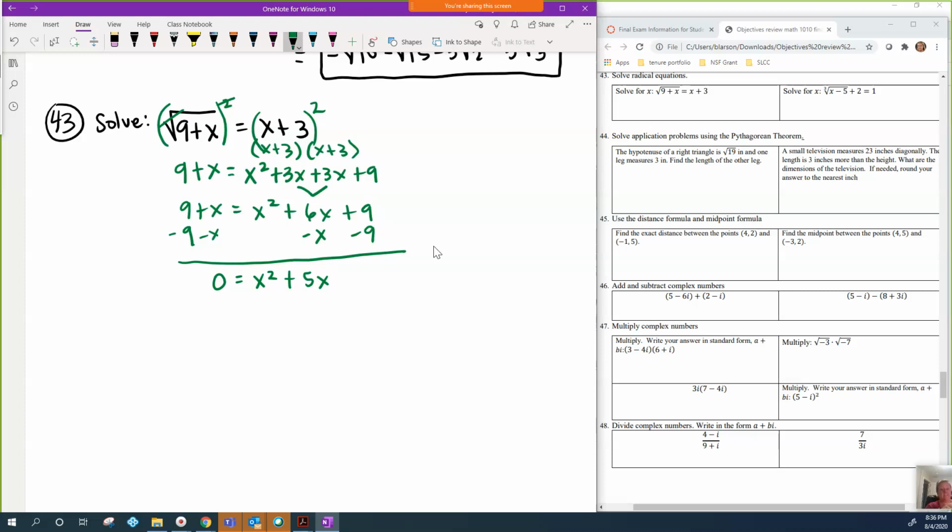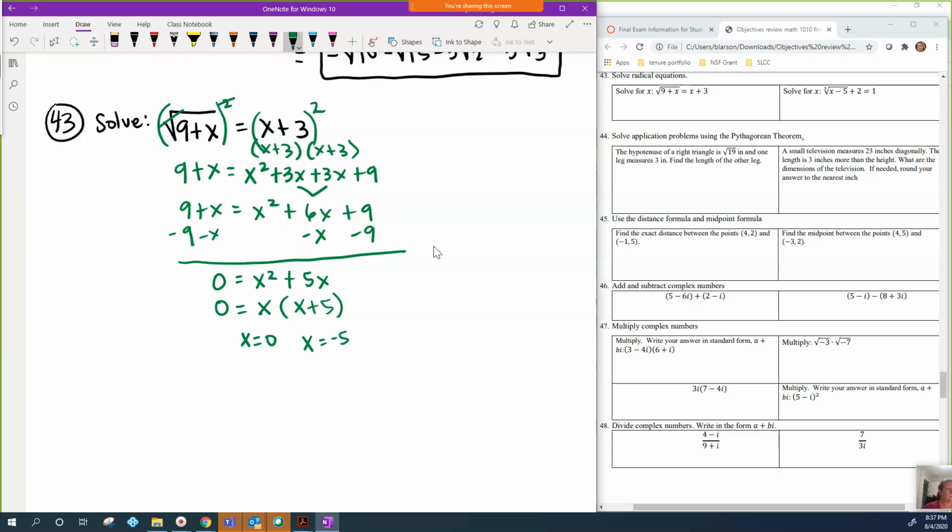And then I want to see if I can factor it from here. Oftentimes these are going to factor, but if you're struggling to figure out how to factor them, you can use the quadratic formula on that because you have a quadratic set equal to 0. But let's factor this. The greatest common factor is x. That leaves me with x plus 5. And that's all I can do with factoring it. So I'm going to set both parts equal to 0: x equals 0, x equals negative 5.